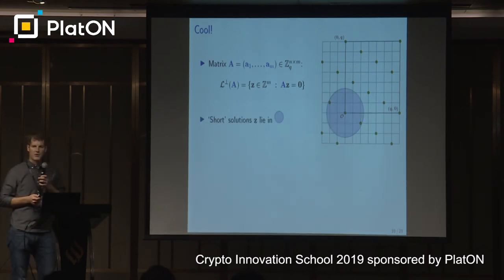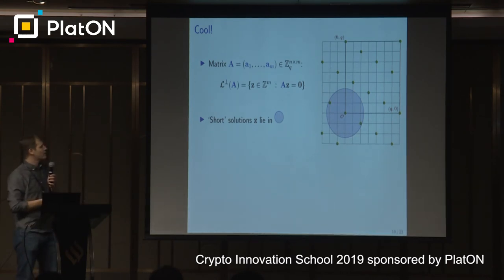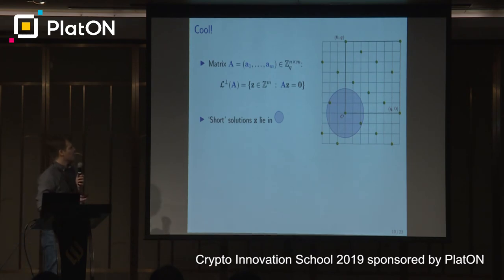Now, the SIS problem asks for a short solution, one whose norm is small. Those solutions would lie inside of a ball of small radius centered at the origin. In other words, the SIS problem is to find a relatively short vector in the lattice L-perp of A for a random choice of A. And so this SIS problem, looked at from this perspective, is a lattice problem. It's like a shortest vector problem or approximately shortest vector problem.